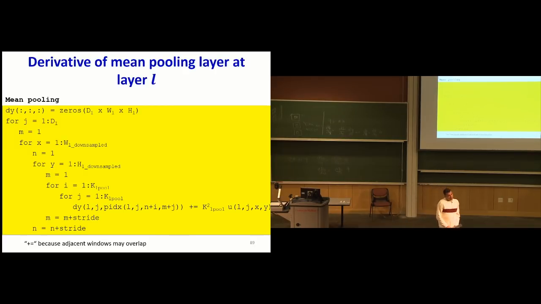Yes, ma'am. Yes, Michael? I'm thinking, can we simply just jump through this mean pooling even without calculating the k squared? Because in the end, such a derivative will be multiplied by the learning rate, so the k squared doesn't even matter.